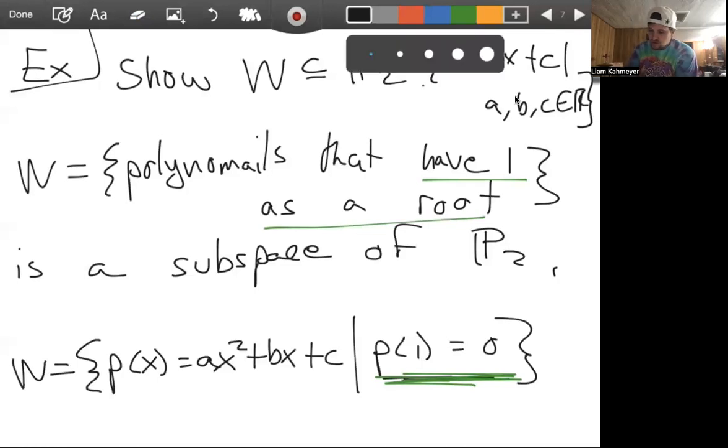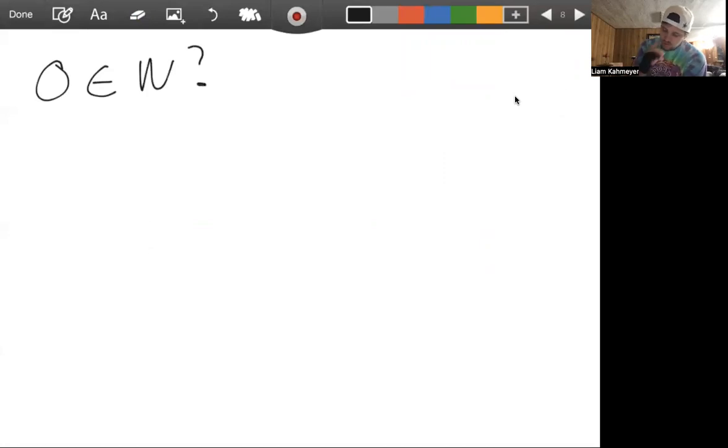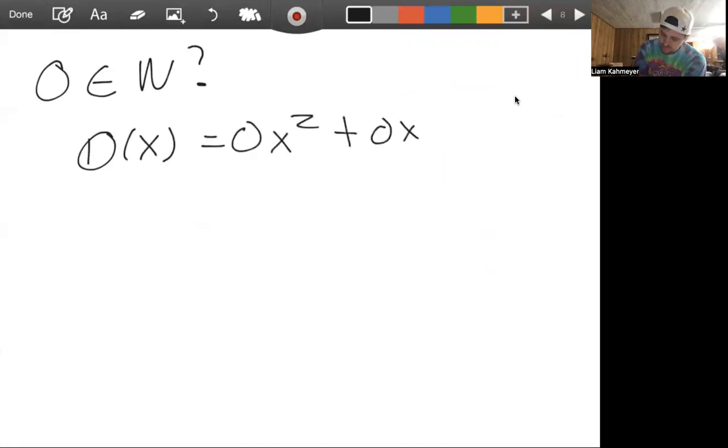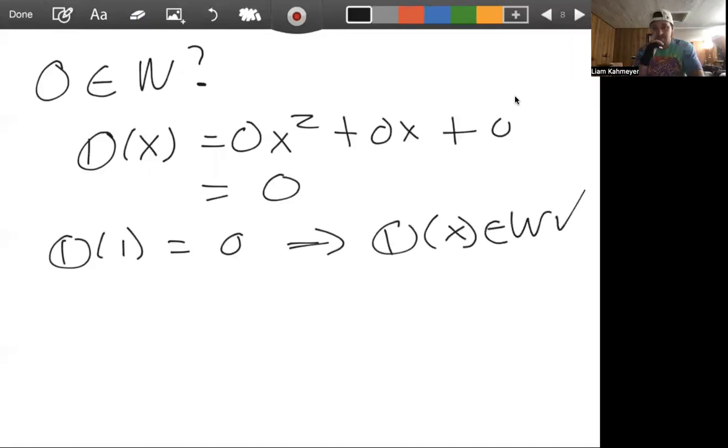So what do we need to show? We need to ask ourselves, is 0 an element of W? Well, let's take the 0 polynomial, which is just 0x squared plus 0x plus 0, right? Or just 0. Well, then what's 0 of 1? Well, that's equal to 0, which implies that 0 of x is an element of W. So we're good, right? We've shown that this set contains the identity element, or the additive identity element.